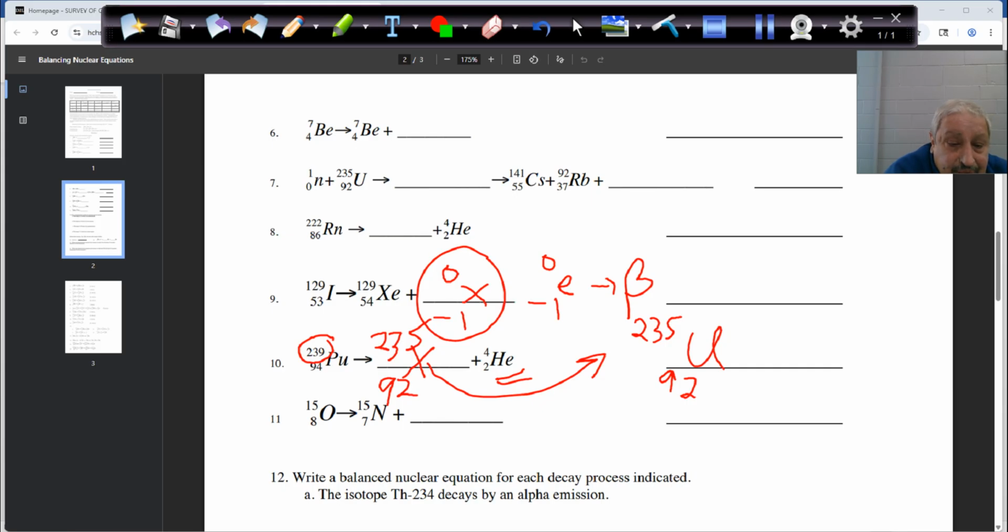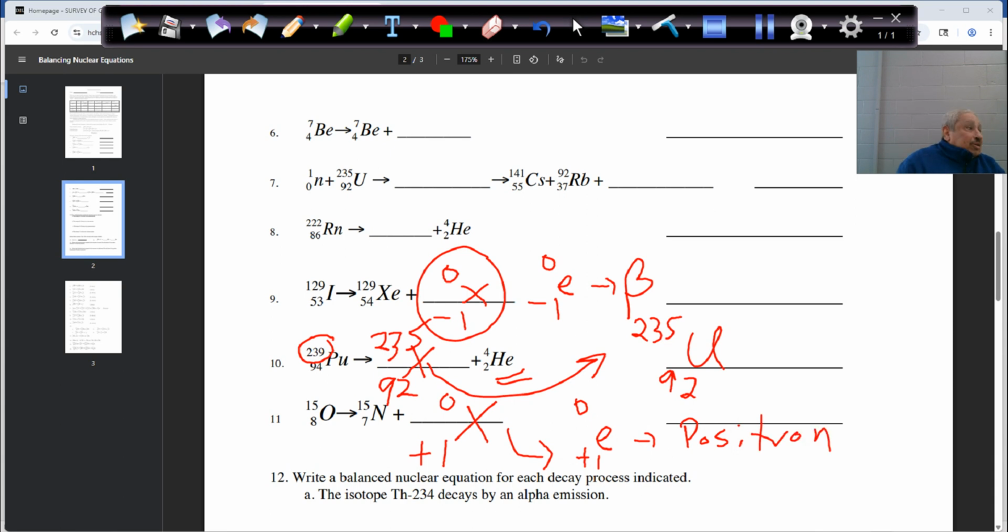So the last one, what will be here? X. Atomic mass, how much? 0, correct. Atomic number is what? Is 1. I will say +1. So what do we call this one? E is 0, +1. This is what? Positron, correct.